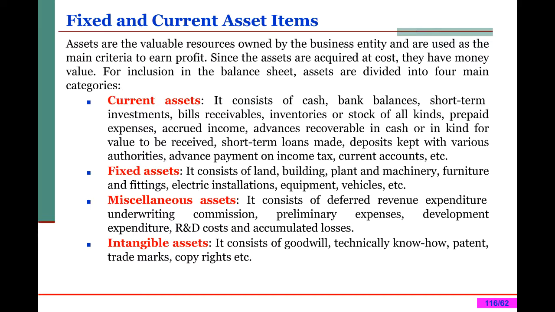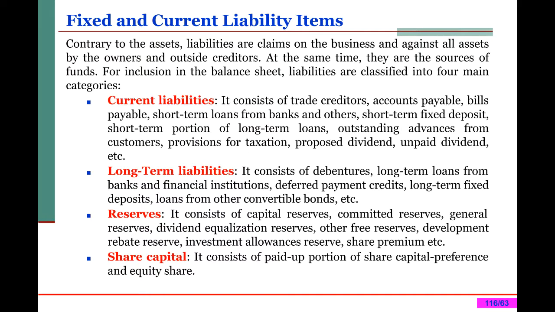Fixed assets. It consists of land, building, plant and machinery, furniture and fittings, electric installations, equipment, vehicles, etc. Miscellaneous assets. It consists of deferred revenue expenditure, underwriting commission, preliminary expenses, development expenditure, R&D costs and accumulated losses. Intangible assets. It consists of goodwill, technical know-how, patents, trademarks, copyrights, etc.